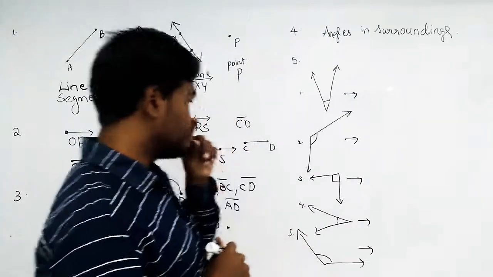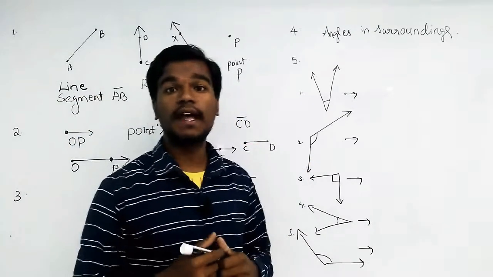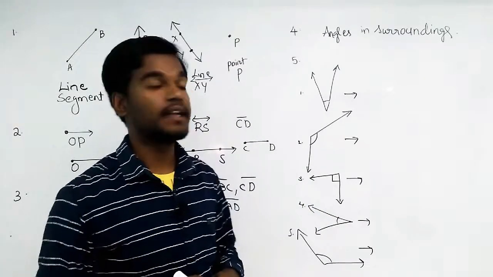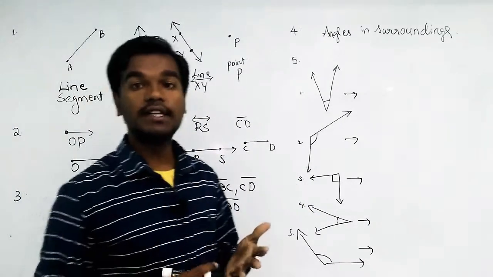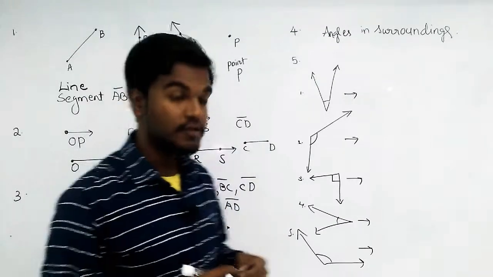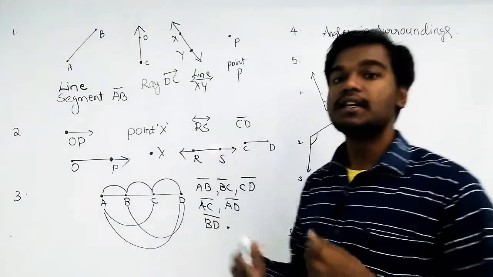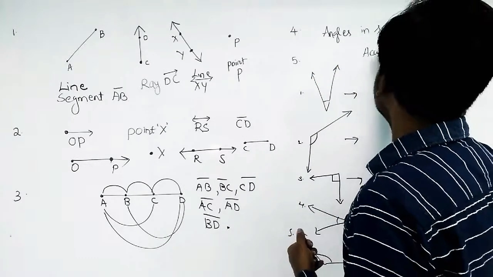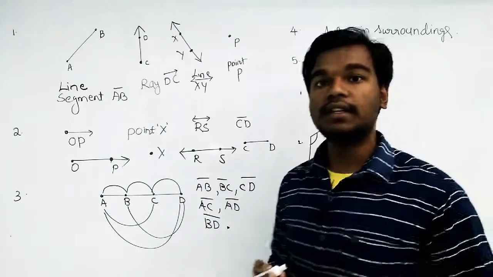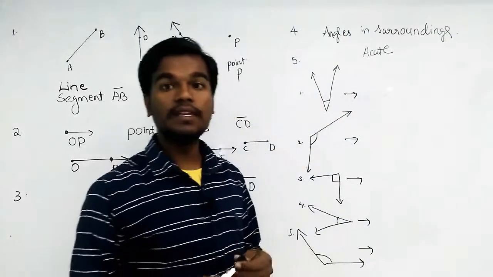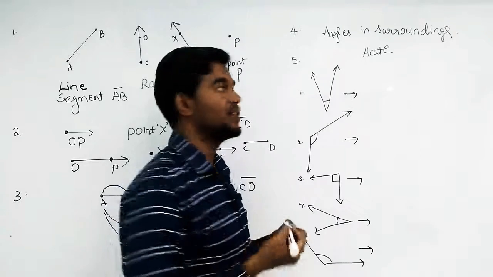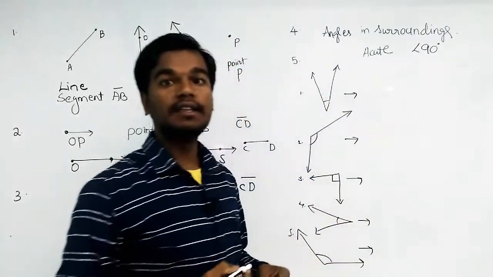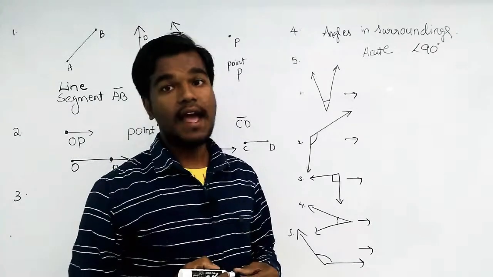And for the fifth question, what type of angles are given, that you need to find. What type of angles? Acute angle is there, obtuse is there, straight angle is there. First we should know what the angles are and what their significance is. First one is acute angle. If the angle is less than 90 degrees, then we call it an acute angle.